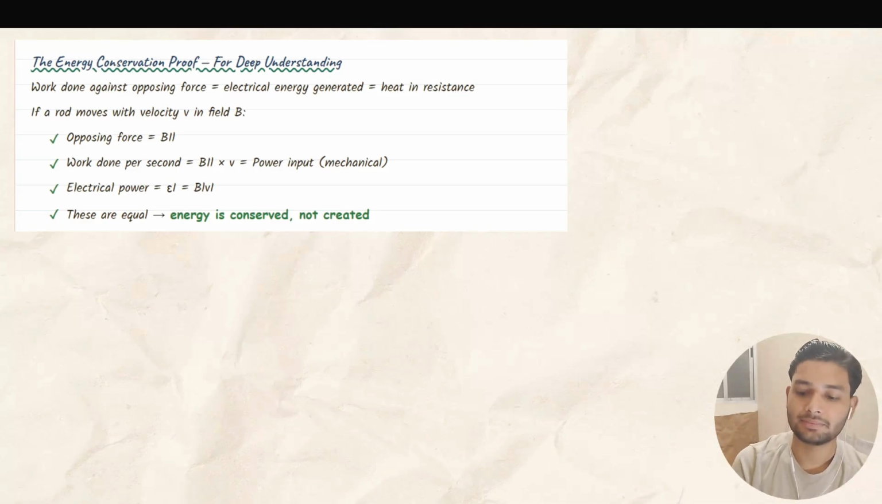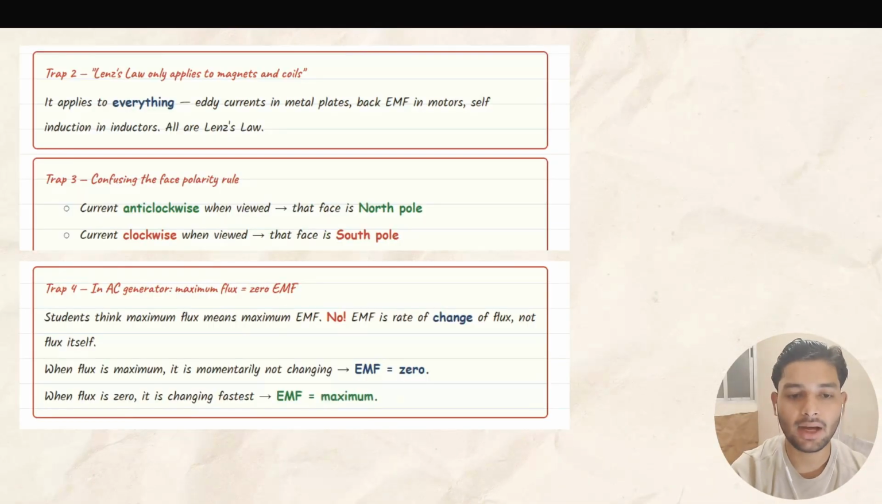We are in the last part of our video, so I'm going to talk about some of the traps used in examination questions that might confuse you in the Lenz's law topic. To be prepared, I will teach you 3 traps that you need to identify and avoid. The first trap: Lenz's law only applies to magnet and coil. No, it applies to everything. The eddy current in metal plates, the back EMF in the motor, the self-induction in inductors, all are Lenz's law.